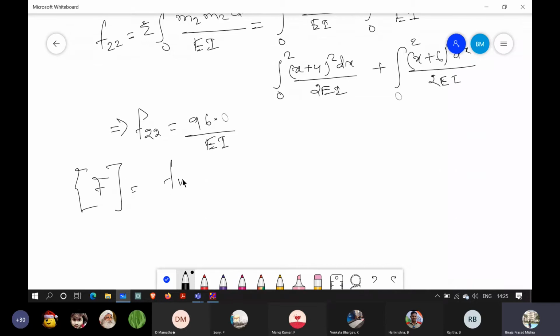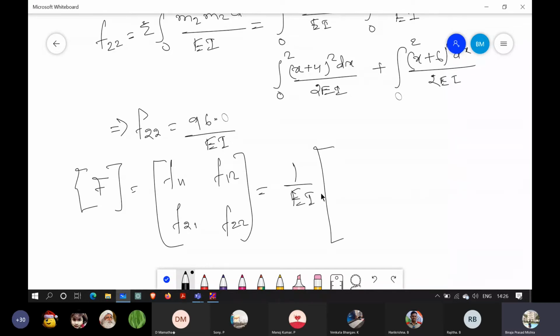So finally F equals F11, F12, F21, F22. If we put the values, it will be 1 by EI into 10.667, this is 26.67, this is again 26.67, and this is 96.0.